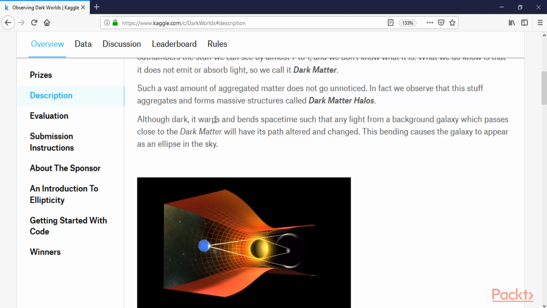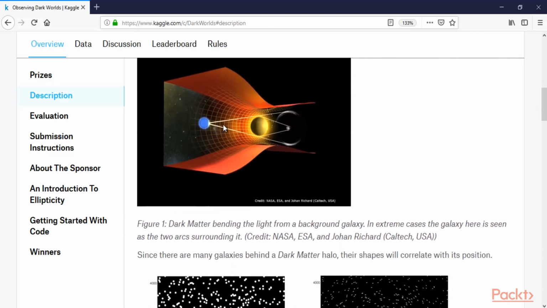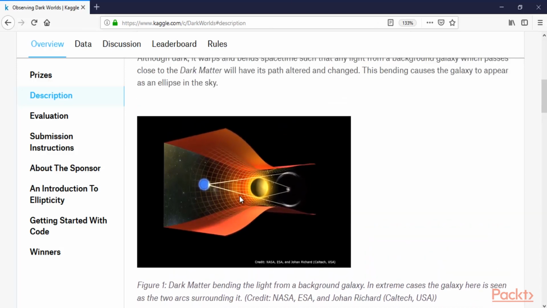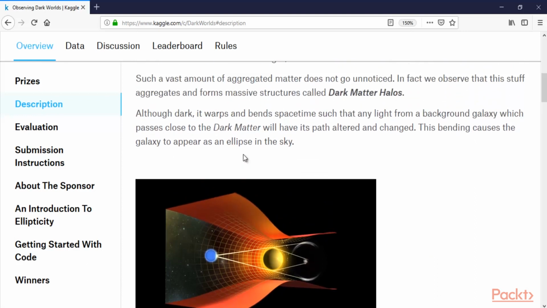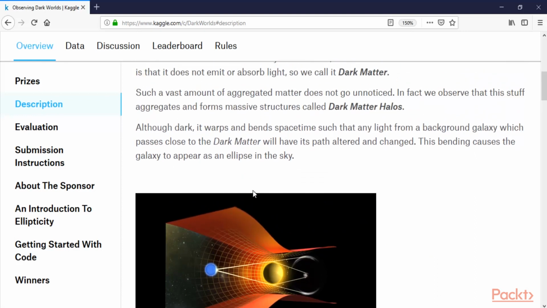Although dark, it warps and bends space-time such that any light from a background galaxy which passes close to the dark matter will have its path altered or changed. Absolutely correct. For example, you can see here in the figure that basically if other galaxies are providing any light here, so the light will not cross the dark matter, and basically it will be altered. It will alter its path, and you can see here that this bending causes the galaxy to appear as an ellipse in the sky. Absolutely correct.